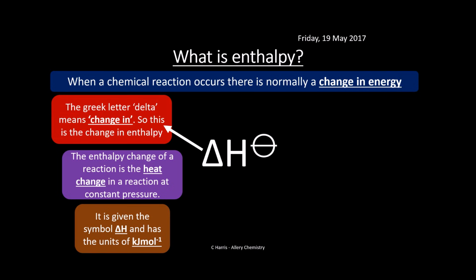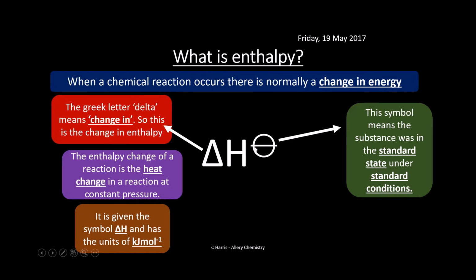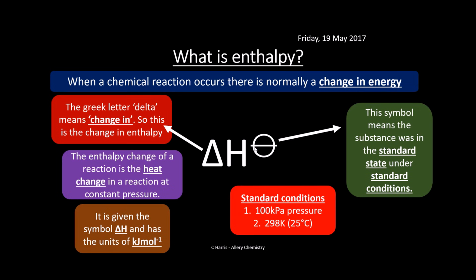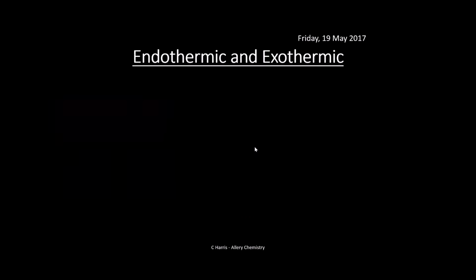Now you can see here that we've written up the symbol that we use, and we see the big triangle. This means delta, it means change in. So H means enthalpy, and the little symbol that looks like this is called theta. This basically means the standard states and standard conditions. So all these reactions are done like that for comparative reasons. And the standard conditions are 100 kilopascals and 298 Kelvin, which is 25 degrees Celsius.